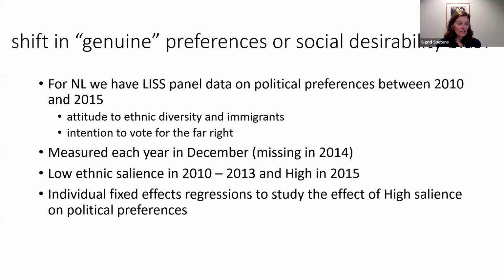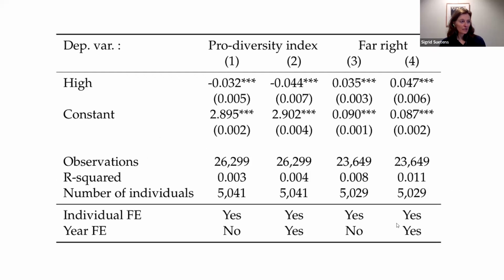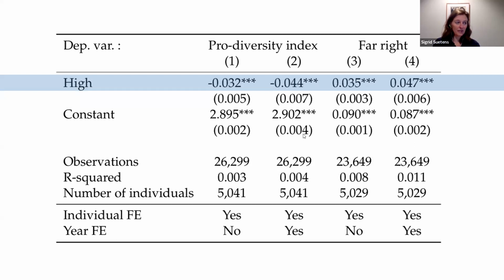So what we can do is individual fixed effects regressions, where we study the effect of high salience on political preferences. And that's what we then do. Let's have a look at the results here. We have two dependent variables. The first one is this pro-diversity index based on attitudes to ethnic diversity. And the second one is the intention to vote for the far right. So that's the binary variable. As you can see here, if anything, the effect goes in the other direction.